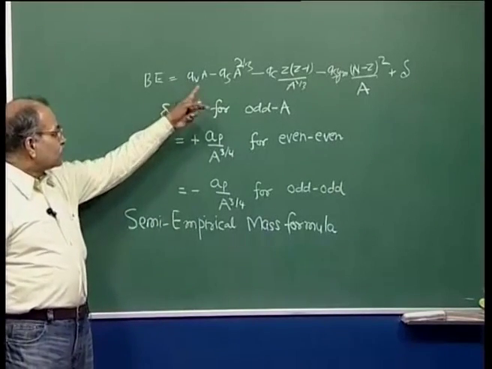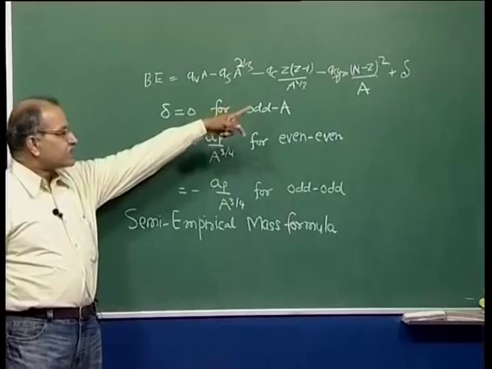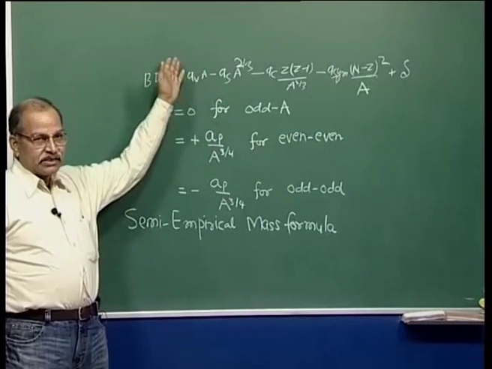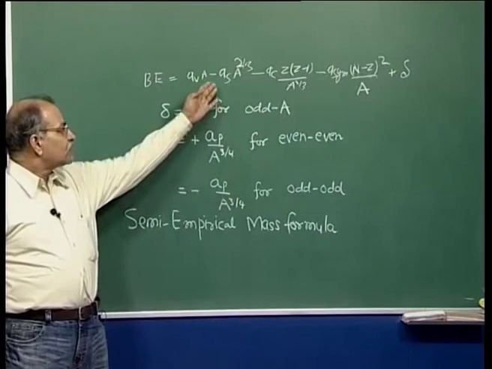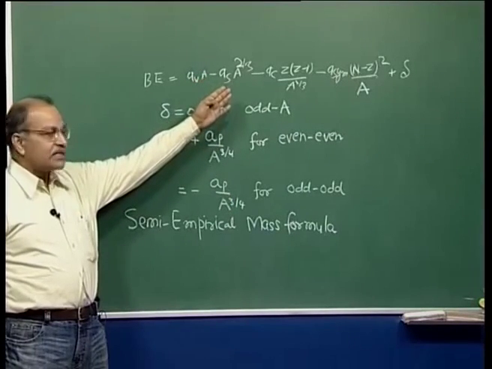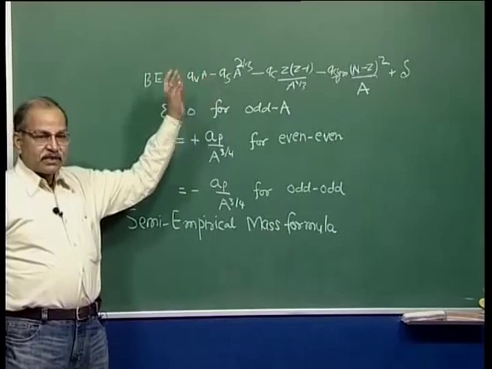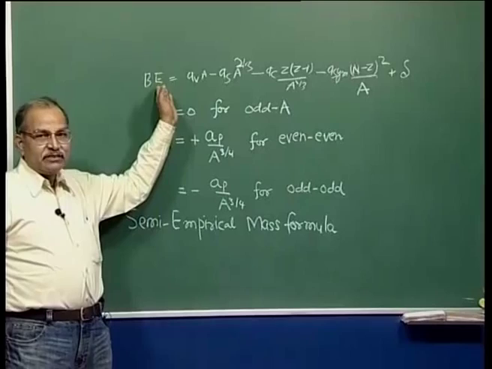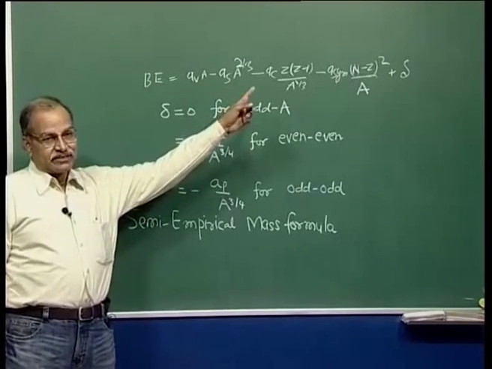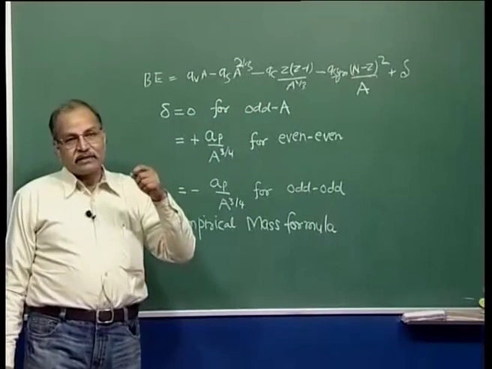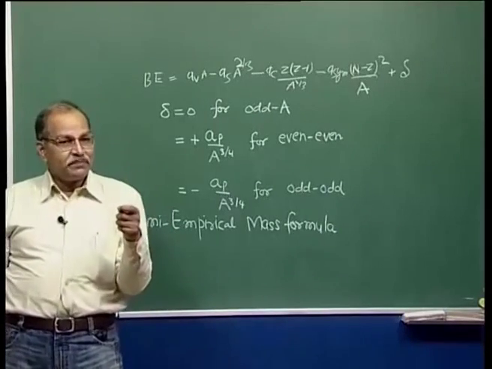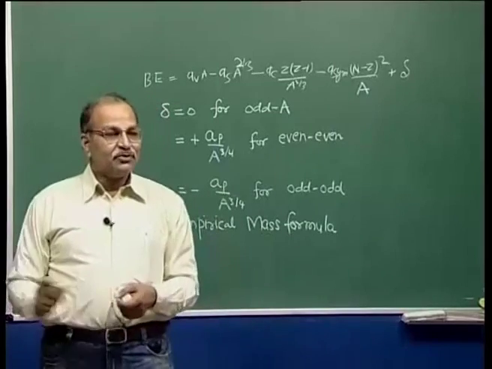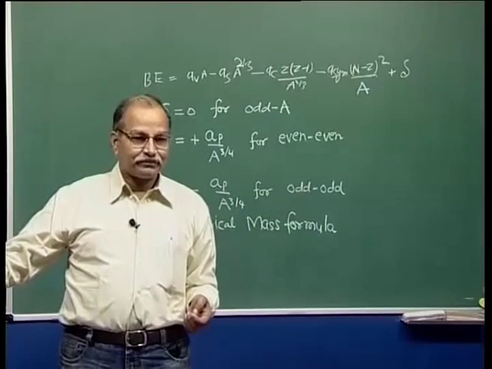Now, these values A_V, A_S, these constants which are coming, how do we get these values? This is an expression in terms of capital A, capital Z, N, etc. For any N, Z, this will give me a value of binding energy, provided I know these constants. These constants are empirically obtained, fitted from the known binding energies of a large number of nuclei.